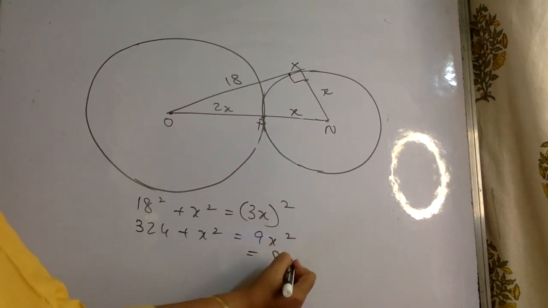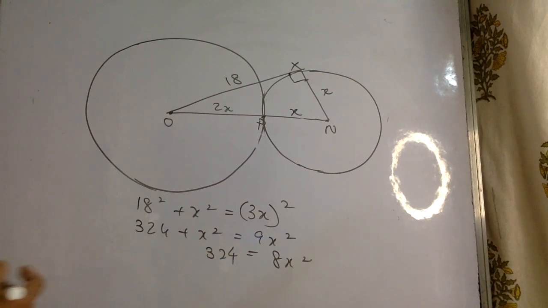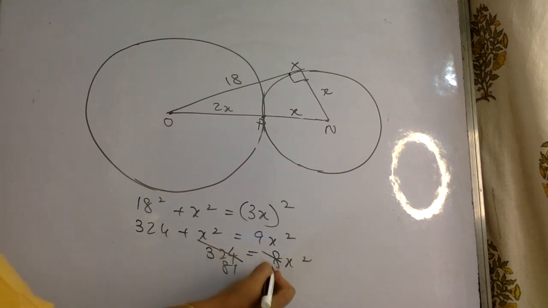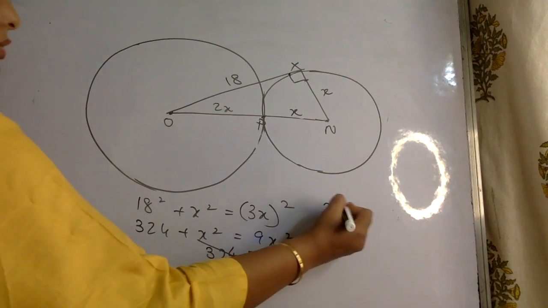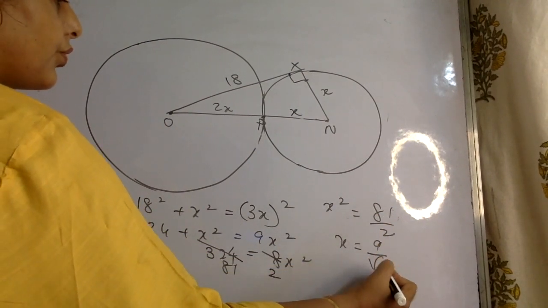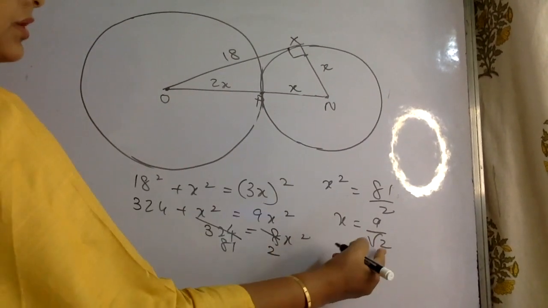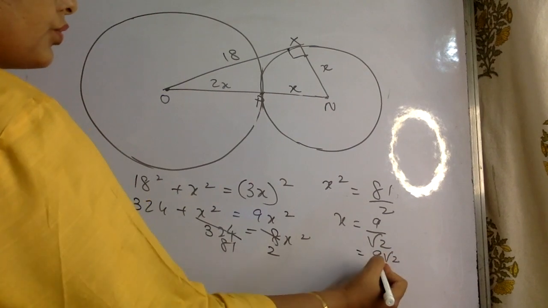So 8x square, when this x square comes this side, is 324. 324 is going to go with an 8. So 4 into 81, 4, this is 2, 2 is 8. So x square is equal to 81 by 2, x is equal to 9 by root 2. What other form can we give the answer in? We can multiply with root 2 here: 9 root 2 by 2.